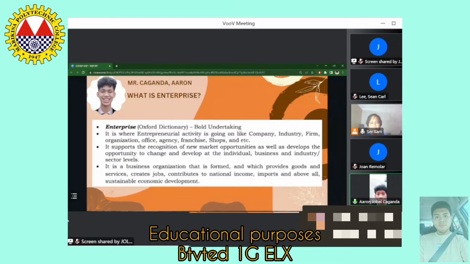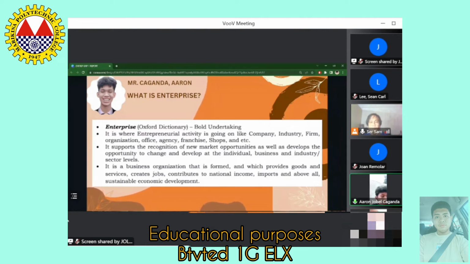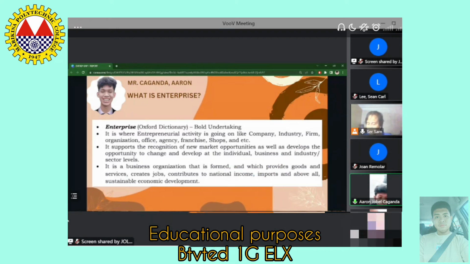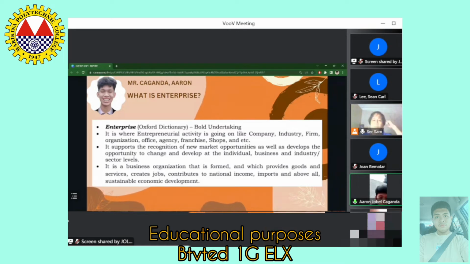Enterprise, per the Oxford Dictionary, is a bold undertaking. In other words, enterprise is the overall courage, energy, or boldness na tagline natin in risking or attempting such thing, whether it's about work, project, or any business. Moving on, it is where entrepreneur activities are going on, like company, industry, business, firm, organization, office, agency, franchise, shops, and etc. So, ang enterprise is also a general term for such entrepreneurial activities na nangyayari sa mga companies, industry, organization, and other types of businesses in which entrepreneurs were related.